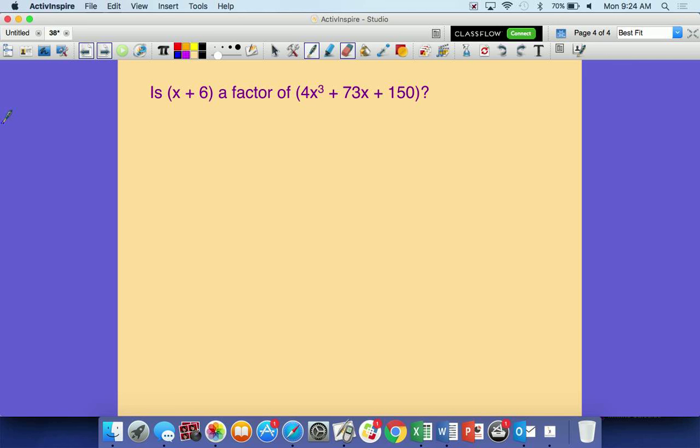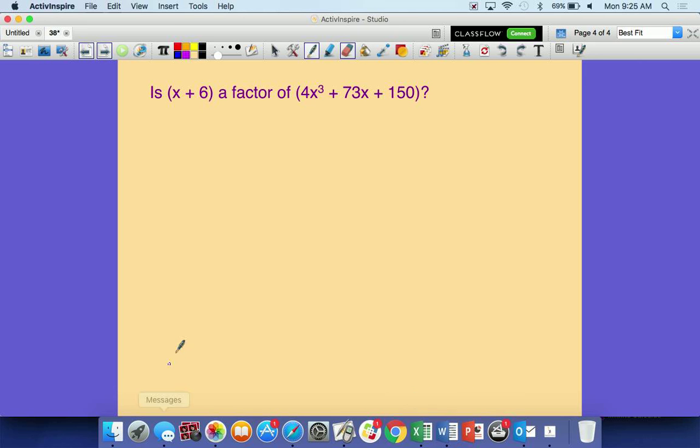One more. Is x plus 6 a factor of 4x cubed plus 73x plus 105? Well, you know what the very first step I would do is, does 6 go into 150? If it does, then you have a chance of it working. If it doesn't, then it will not work at all. 6 does go into 150 25 times. So then we've got to actually go through and figure this out. This one does not look like it would be factorable, at least not very easy. You might be able to factor it, but it's not something that's going to pop out at you.